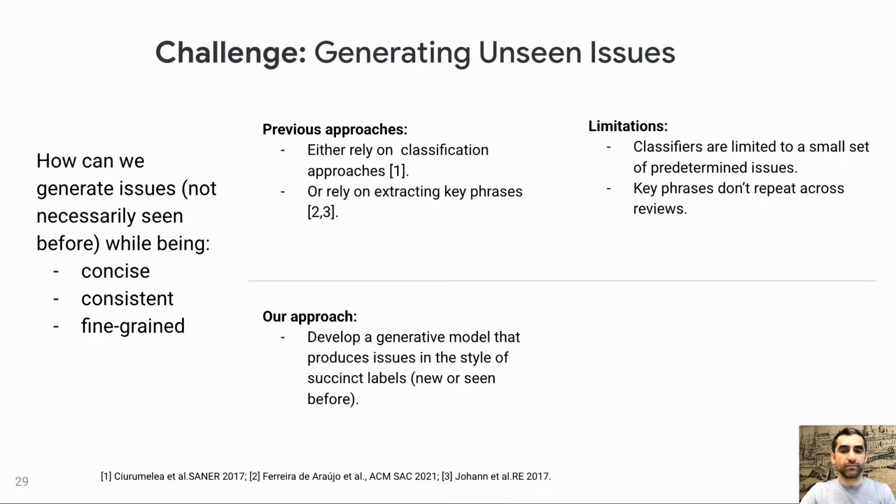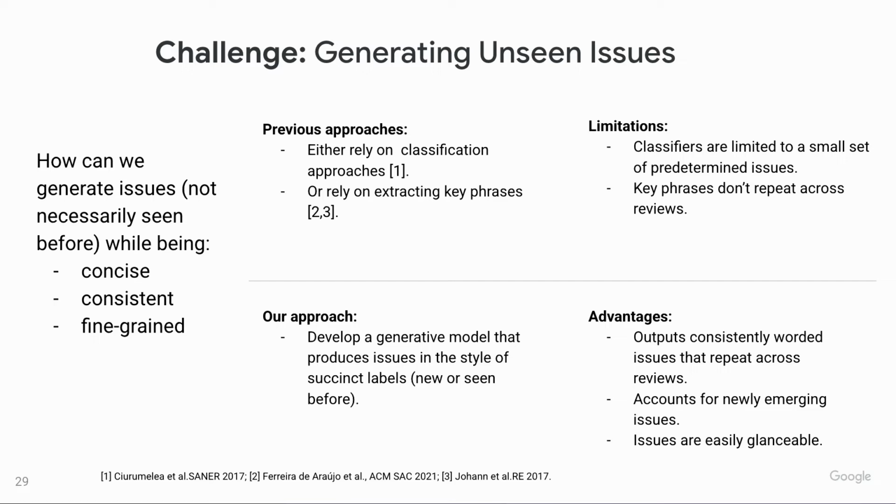We developed a generative model that is trained to produce issues in the style of succinct labels that are either new or have been seen before. The advantage is that the outputs are consistently worded issues that recur across reviews. Moreover, it accounts for newly emerging issues.